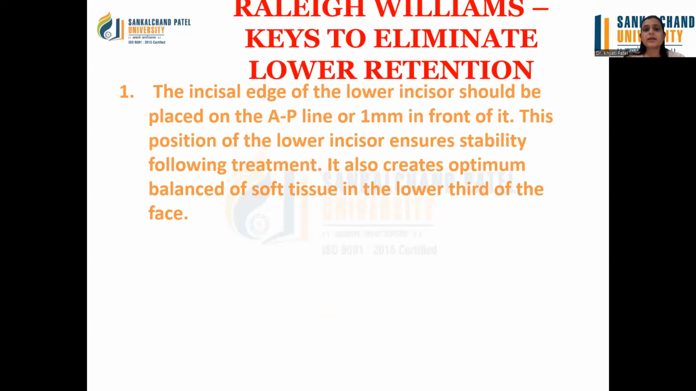Now, there are Riedel and Williams' six keys for lower or mandibular retention. They have given six keys which we need to follow while doing the treatment in the mandibular arch. The incisor edge of the lower incisor should be posed on the anterior-posterior line or 1 millimeter in front of it. So the incisors should be upright in the apical bone. This position of the lower incisor ensures the stability following treatment.